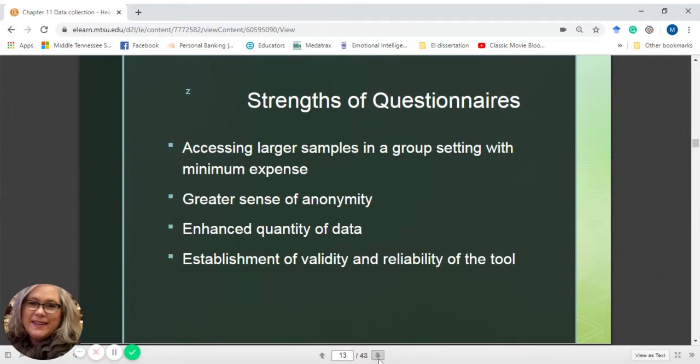Strengths of questionnaires: we can do it in a big group setting. We can do it online. We get a really big sense of anonymity. It enhances the quality of our data when we have anonymity and everybody's asked the same questions. And we can get high validity and reliability using these type tools.